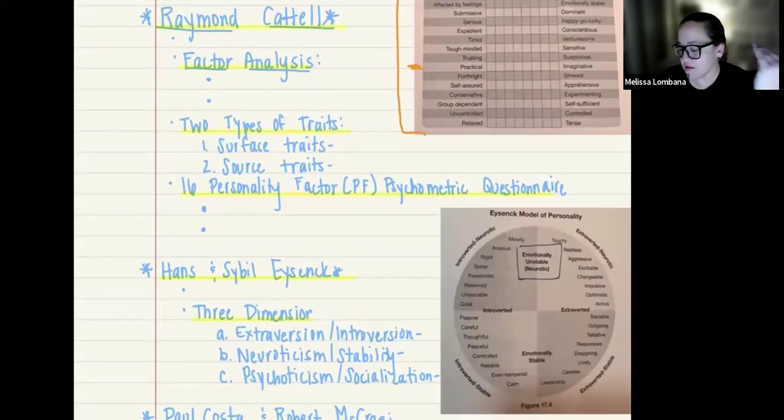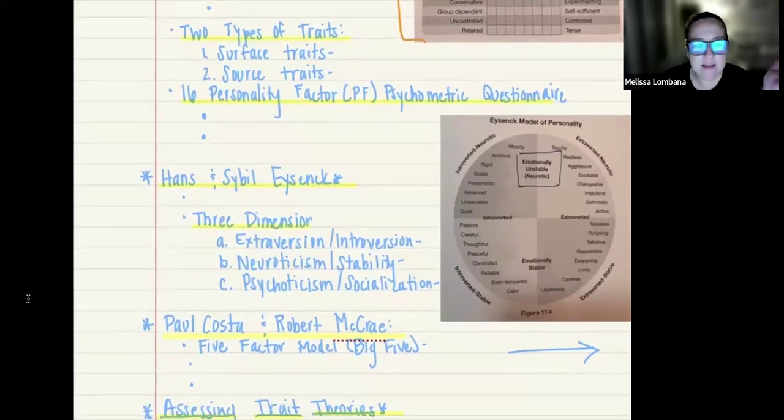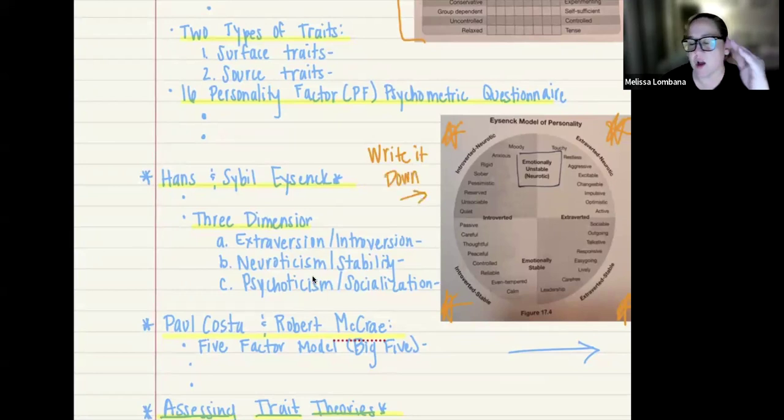Then we're going to have Hans and Sybil Eysenck, but it's this little thing, and I would definitely write this down. I'm expecting to see this in your notebook. I have seen this so many times on the test, so it's quite important that you know it and understand it, okay? Hans and Sybil used factor analysis to analyze traits, and they came up with 3 genetically influenced dimensions.